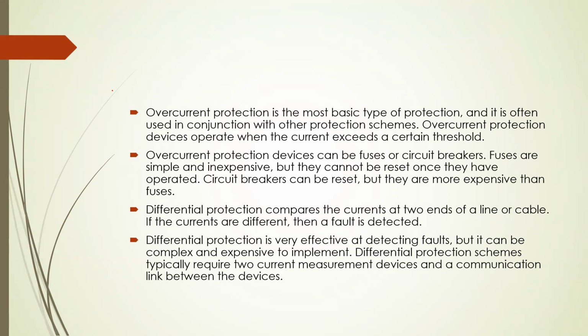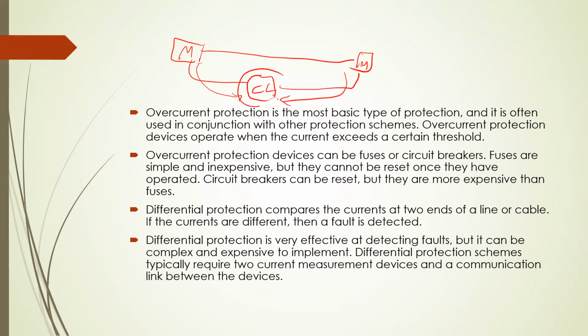Differential protection compares the currents at two ends of a line or cable. If the currents are different, then a fault is detected, as discussed earlier. Differential protection is very effective at detecting faults, but can be complex and expensive to implement. There are two current measurement devices and a communication link between the devices. Here, there is a measurement device at the two ends of the line, and there is a communication link between the two devices. If there is a fault in between the line, then they communicate with each other through the communication link and say that there is a fault.